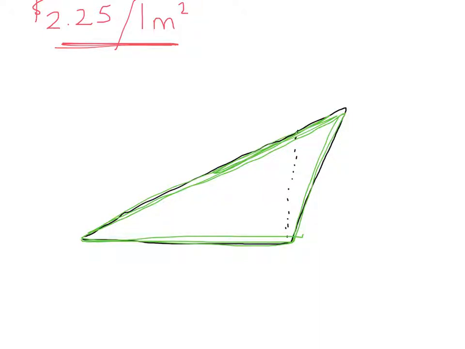And we just found out on the last screen that our total area was 30 meters squared. Remember, we did base times height divided by 2, we got 30 meters squared. So if the whole area is 30 meters squared, how do we find out how much it's going to cost for the paint? Well, if it's $2.25 per 1 meter squared, you would multiply $2.25 times 30 to give you your answer, and that answer is $67.50.